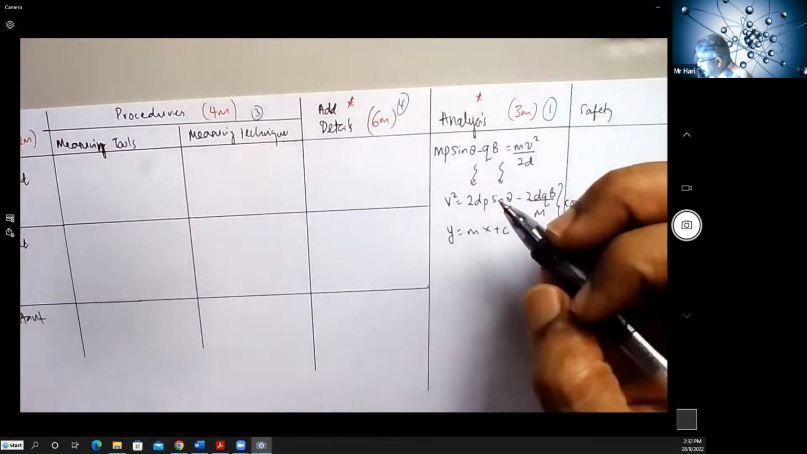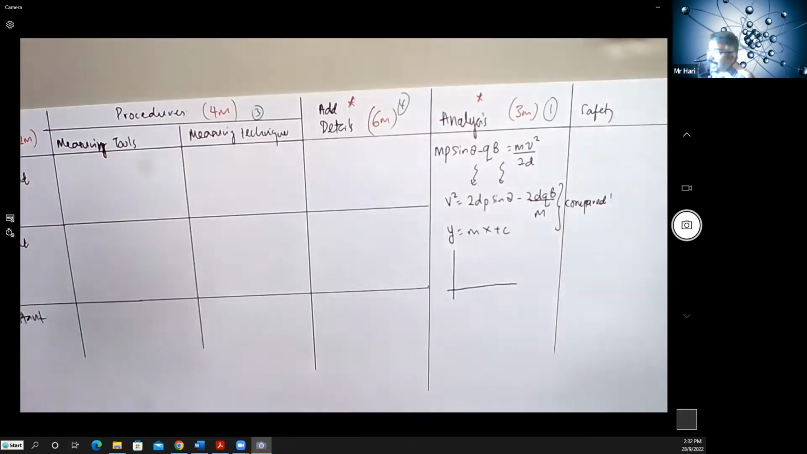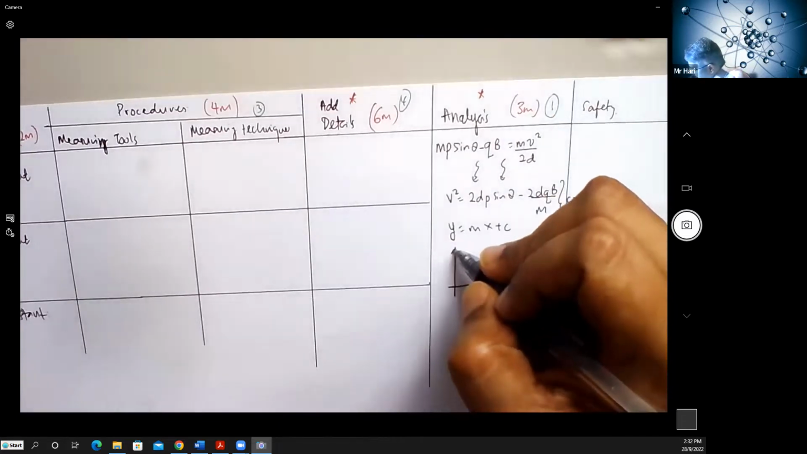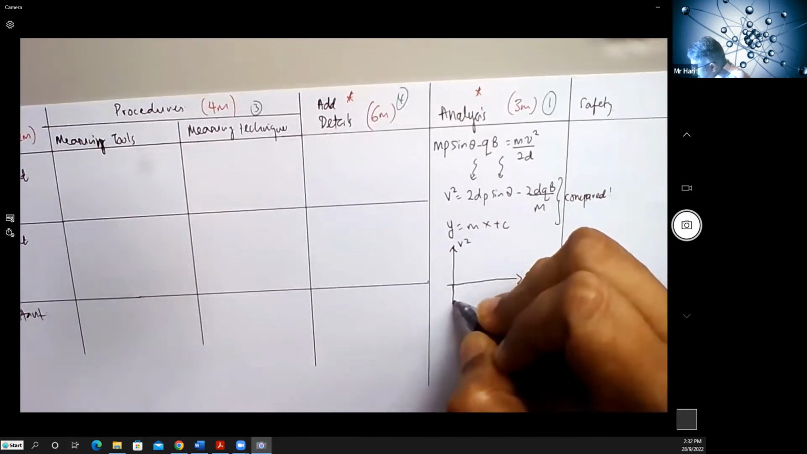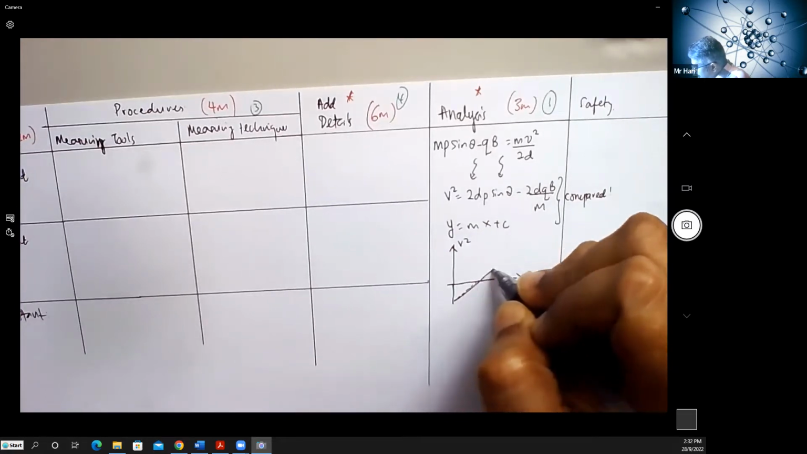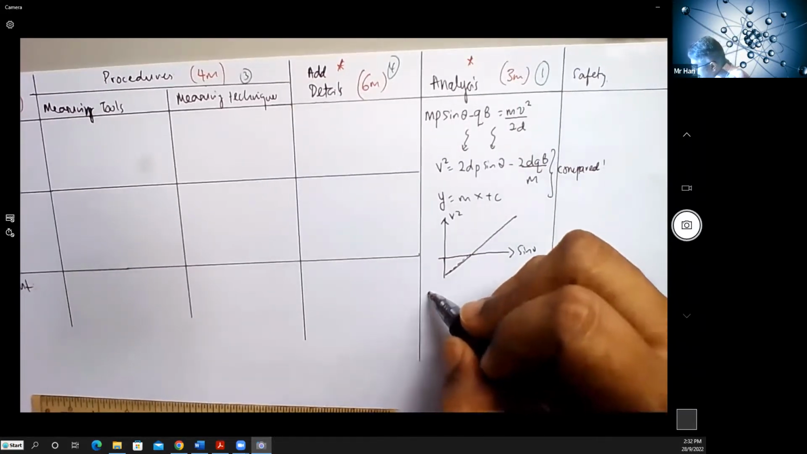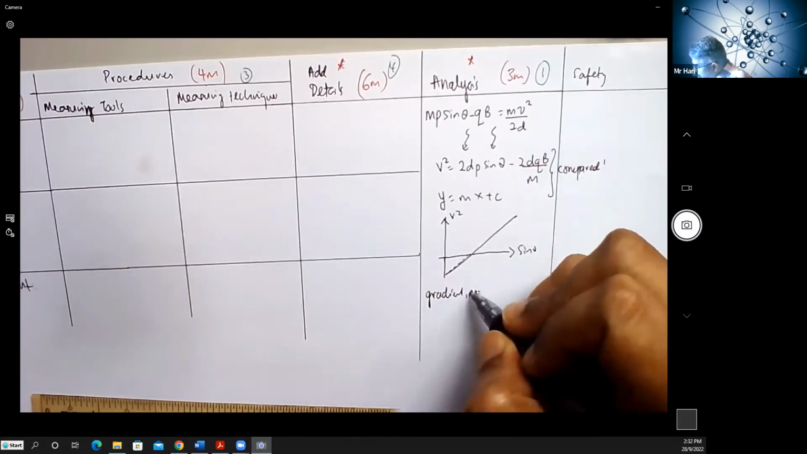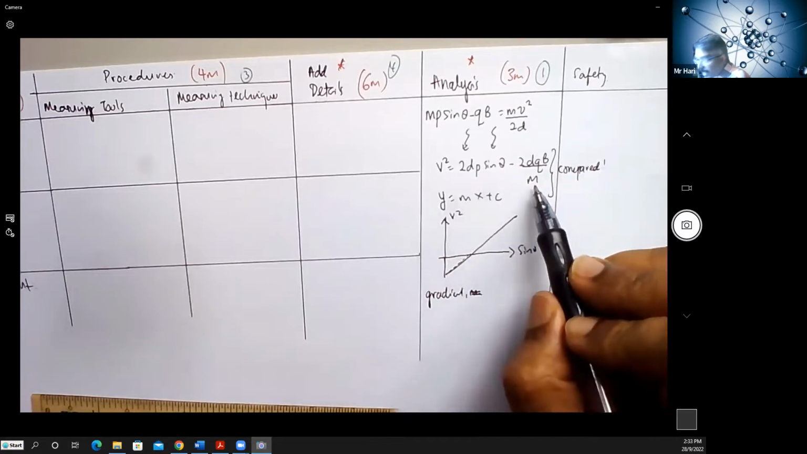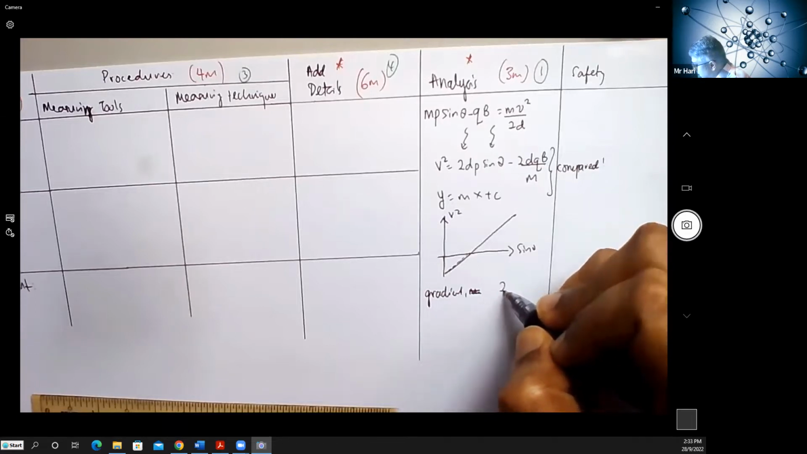And then I can plan out, or I can show the expected graph. If I plot V squared against sine theta, I will get a graph which will look something like this, where the gradient, or just put gradient because I already have m here. So I'm just going to put gradient. Gradient is going to be 2dp.